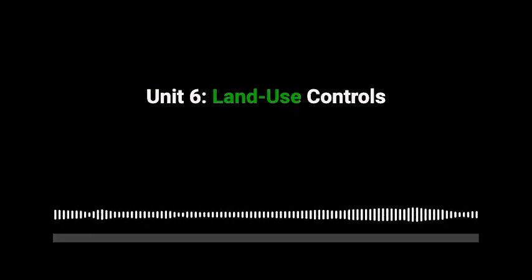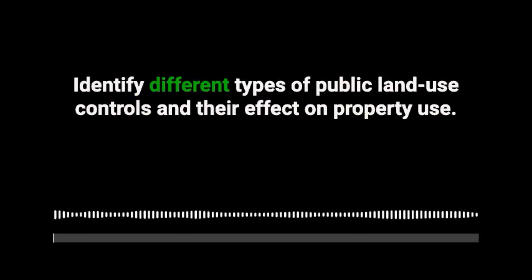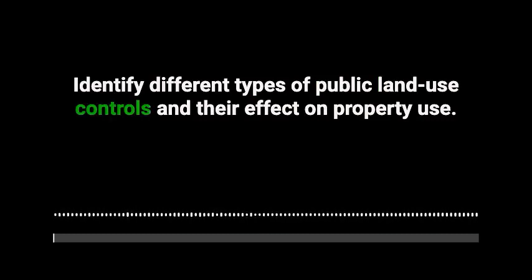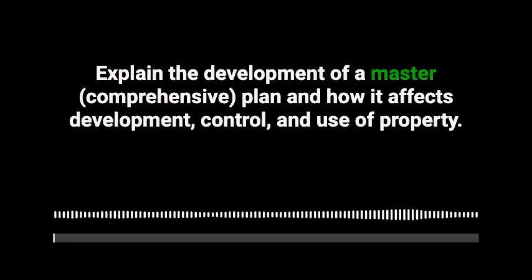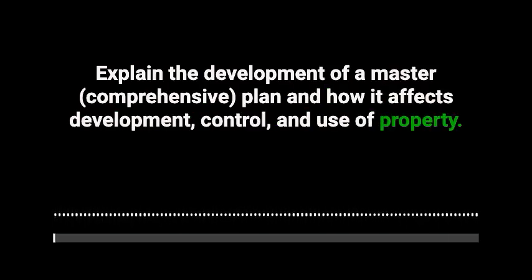Unit 6, Land Use Controls. Learning Objectives. When you have completed this unit, you will be able to accomplish the following. Identify different types of public land use controls and their effect on property use. Explain the development of a master plan and how it affects development, control, and use of property.